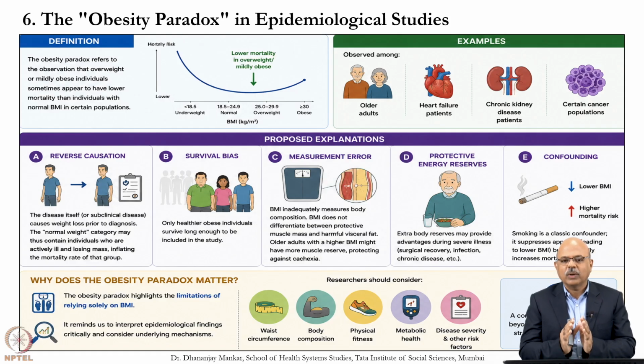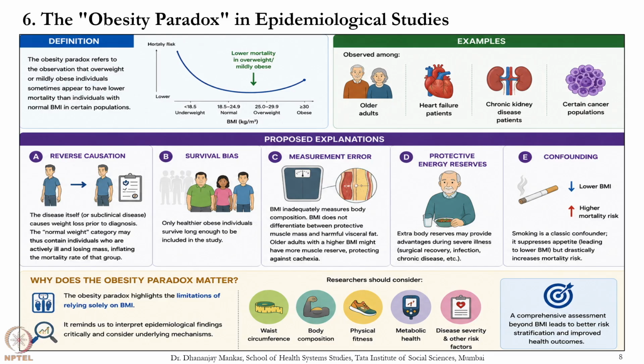Then measurement errors: BMI inadequately measures body composition. BMI does not differentiate between protective muscle mass and harmful visceral fat, so you can understand how an older adult with a higher BMI might have better chances. Then come protective energy reserves. Extra body reserves may provide an advantage during severe illnesses like surgical recovery, infection and chronic diseases. Then confounding factors, such as cigarette smoking, which leads to lower BMI and higher mortality risk.